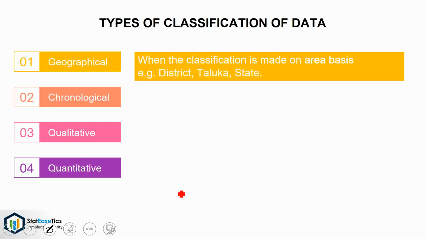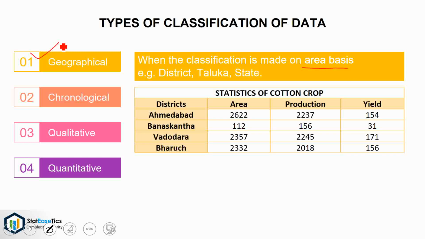When the classification is done based on area, it is called geographical classification. For example, statistics of cotton crop like area, production, yield are measured and classified for different districts of Gujarat state. That is, the classification is done based on area, hence it is an example of geographical classification.